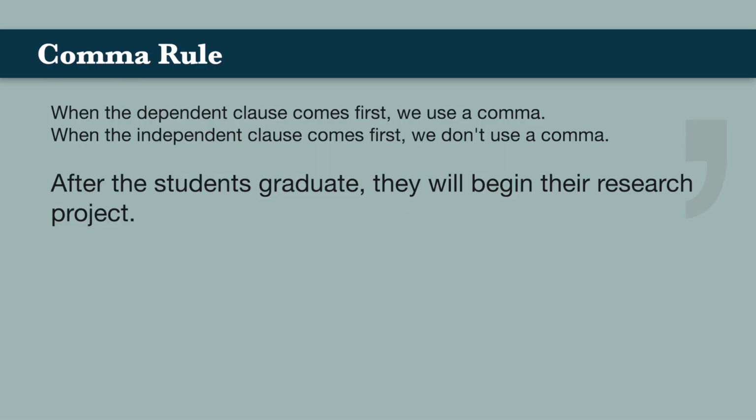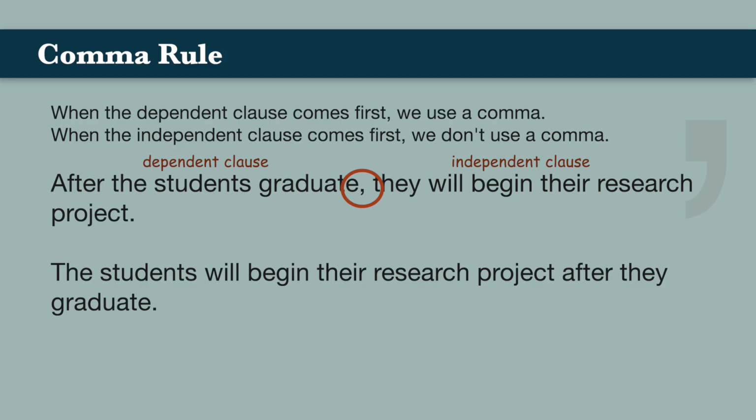At this point, we need to stop and talk about the comma rule. When the dependent clause comes first, we use a comma. When the independent clause comes first, we don't use a comma. It's like this. Here's a dependent clause, and here is an independent clause. After the students graduate, they will begin their research project. Now let's put the independent clause first. The students will begin their research project after they graduate. Notice in our second sentence, there is no comma.